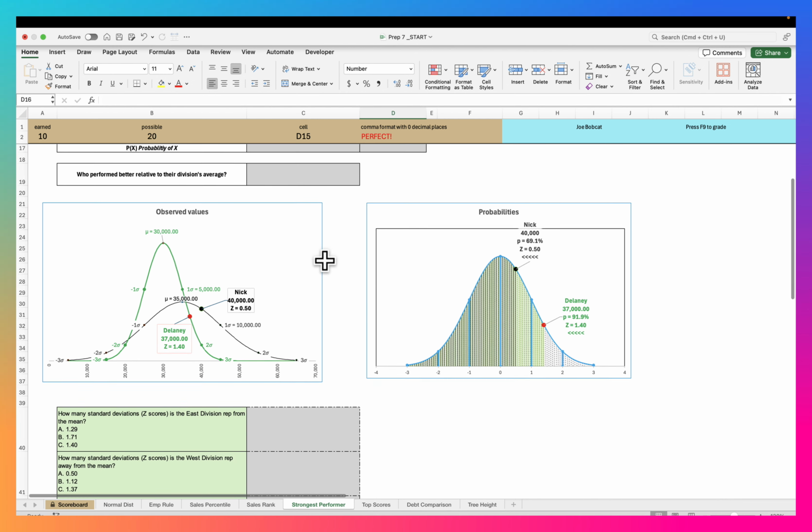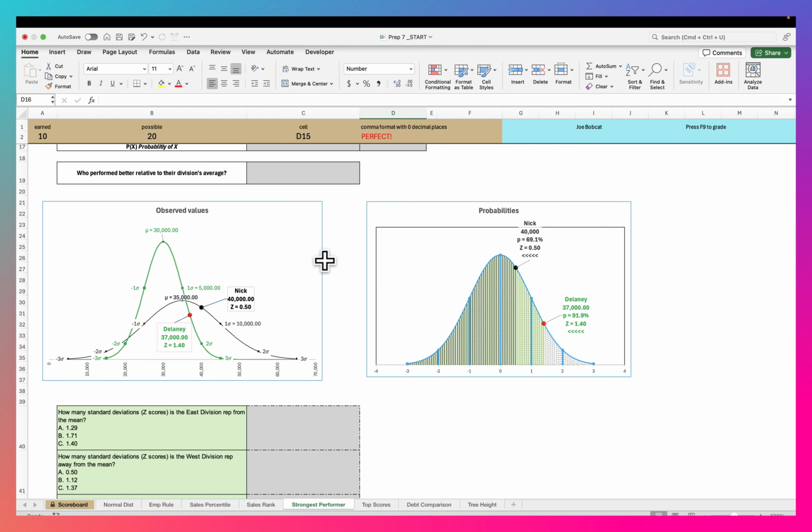All right, so let's look at the data so you can see why this is such an interesting problem. Here's Delaney's division, which is the green one. There's Delaney. So she's well above the middle here. She's more than one standard deviation, somewhere between 1 and 2 standard deviations above the mean.